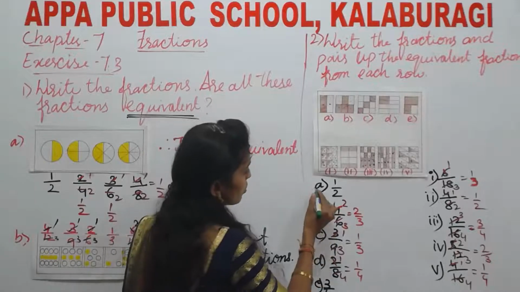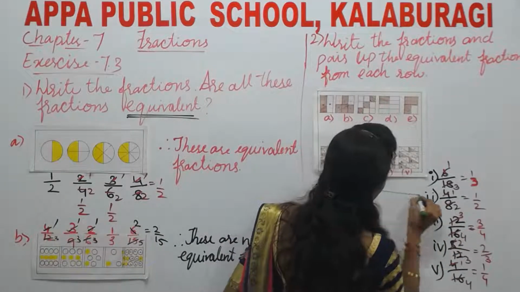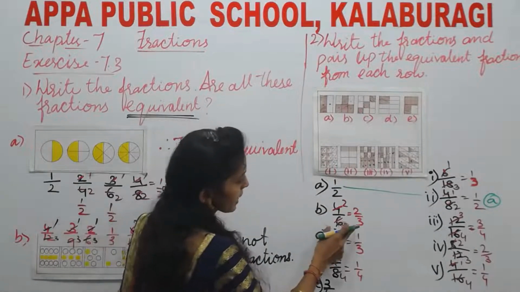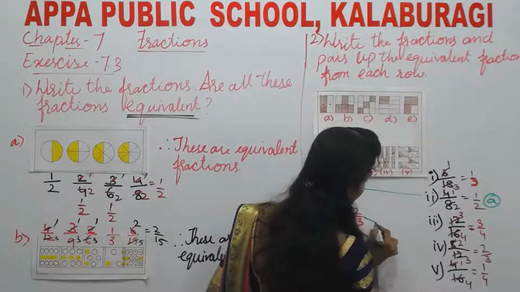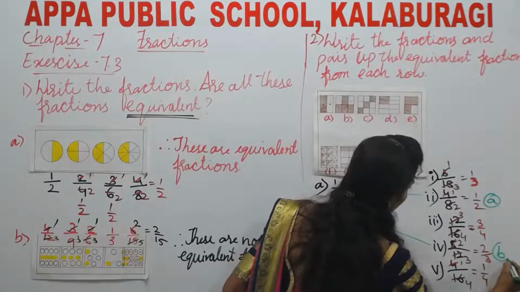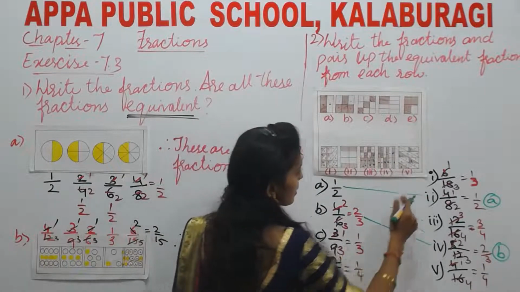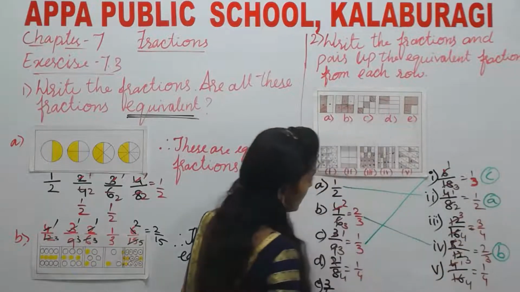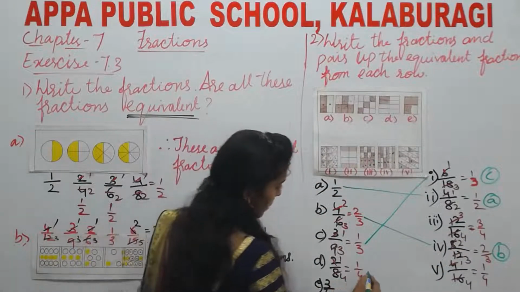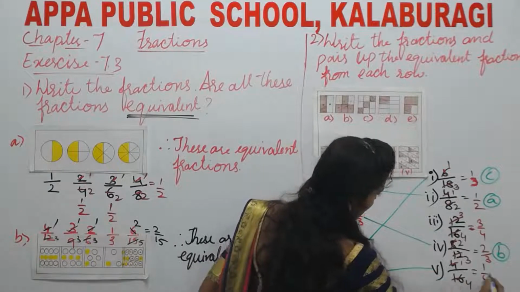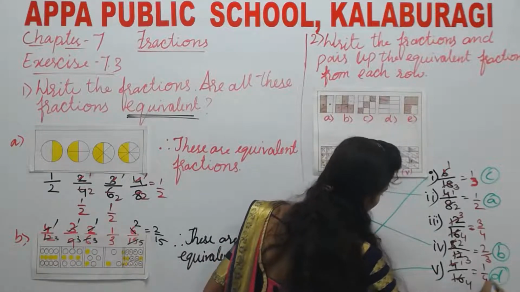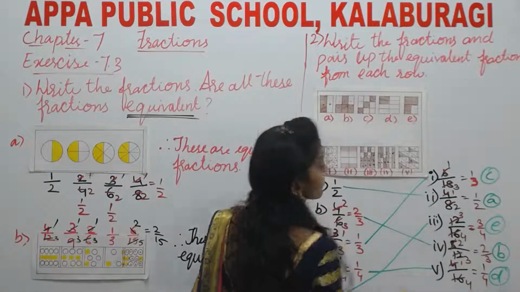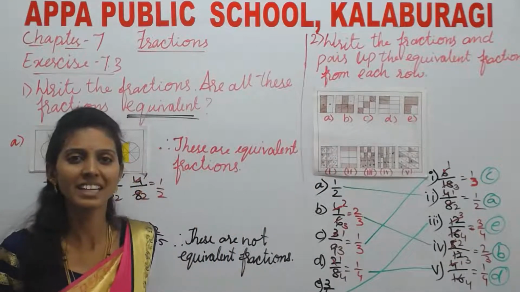Now you can easily pair them, right? Here 1 by 2, here 1 by 2. Like this, this is A. Next 2 by 3. Where is 2 by 3? Here. See? B. Next 1 by 3. Here, first one. C. Next where is 1 by 4? 1 by 4 is here, last one. D. Next 3 by 4. Here. E1. Okay? Very easy, isn't it?